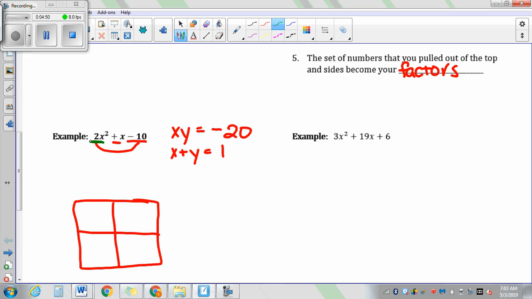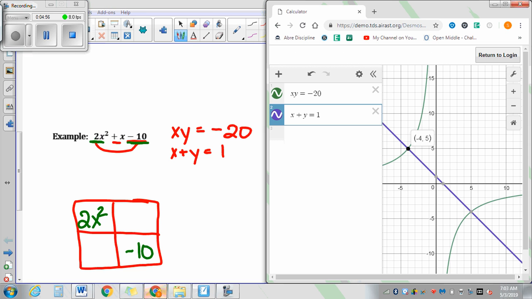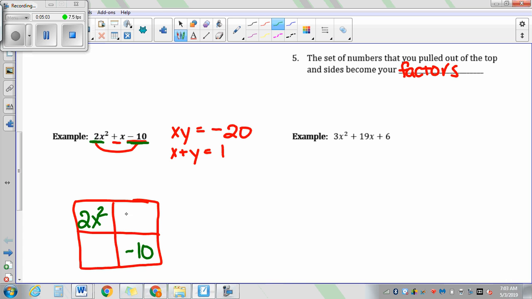The first term goes in the first box. The last term goes in the last box. And if I remember the crossing point that I chose, it doesn't matter. You could choose this crossing point, no harm. But I chose negative 4x and 5x.